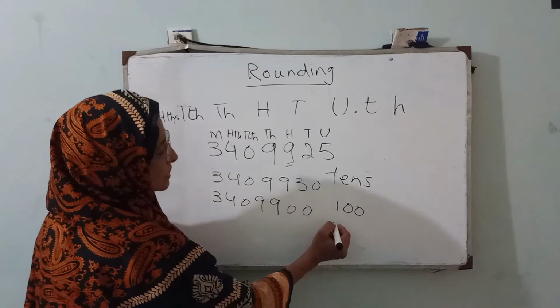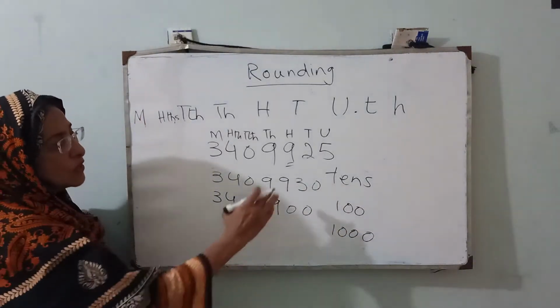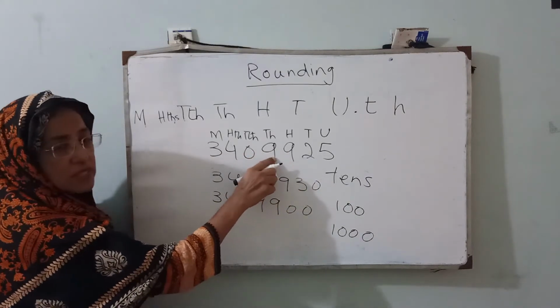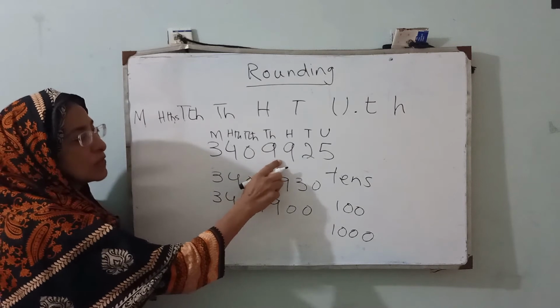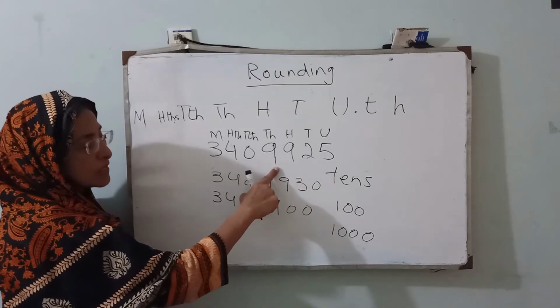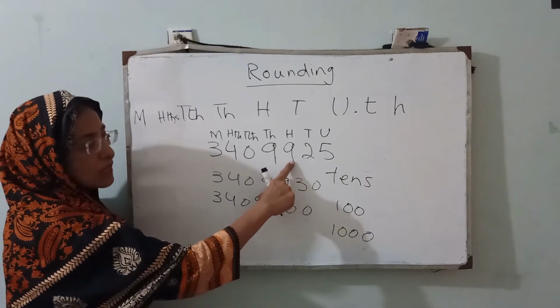If I want to round this number to the nearest 1000, I am going to see the number at the 1000 place is 9. And in your counting, the number at the 1000 place is 9, and the number which is very next to it is 9.